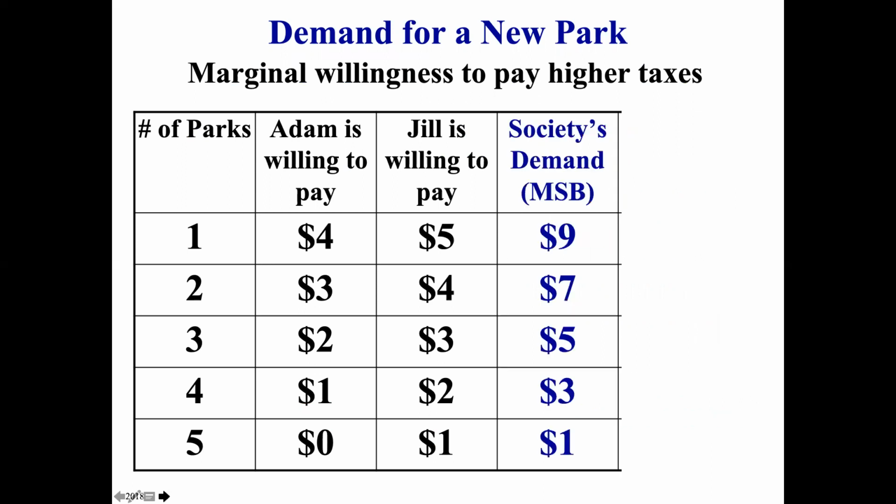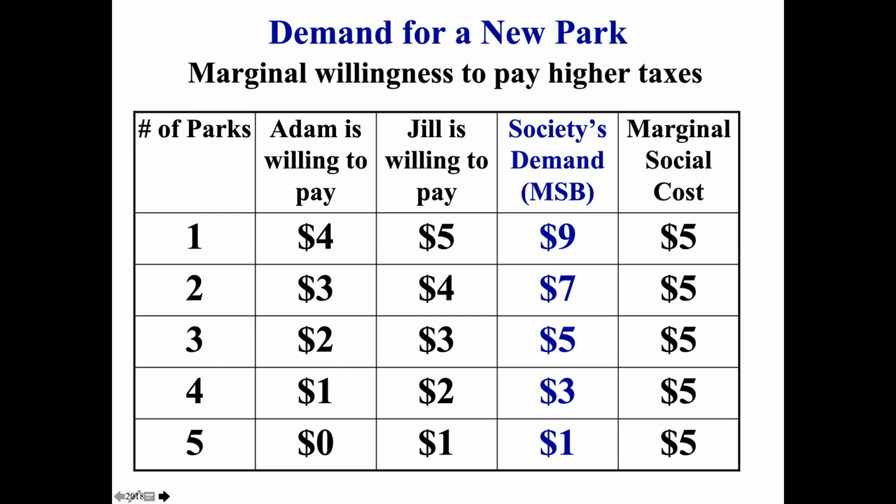All right, so first thing we want to do is create 2 columns. We want to create the marginal social benefit column and the marginal social cost column, and then compare them. The society's benefit is the sum of all the individuals' benefit in that society. So if we sum up the willingness to pay by Adam and Jill, we get a marginal social benefit. The question already stated the marginal social cost is 5.